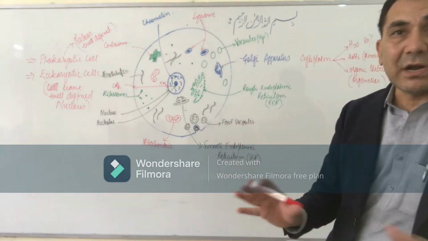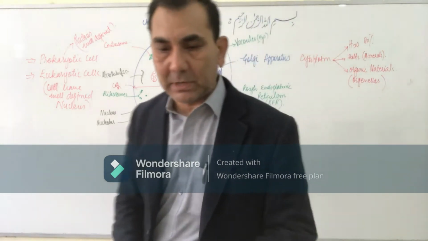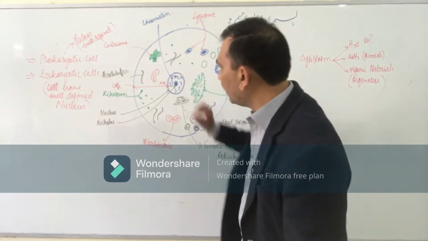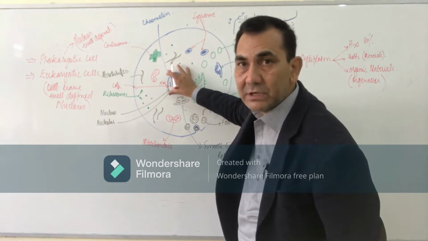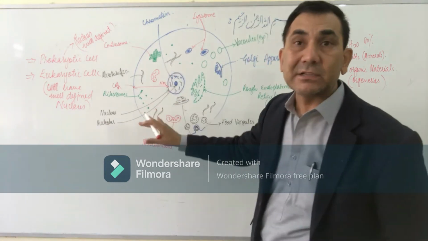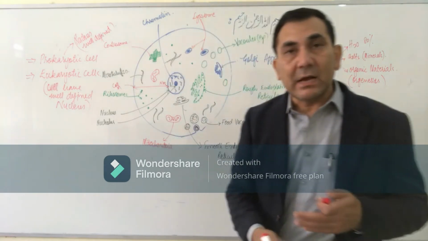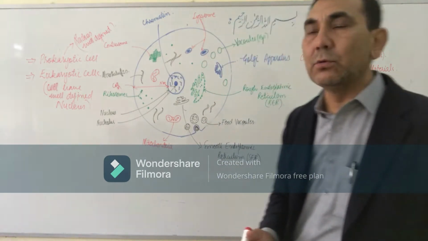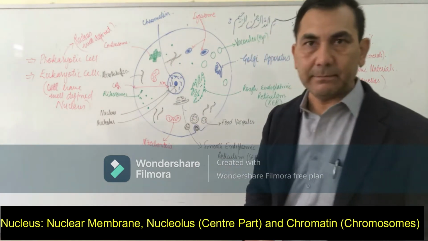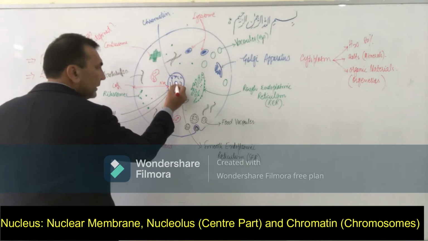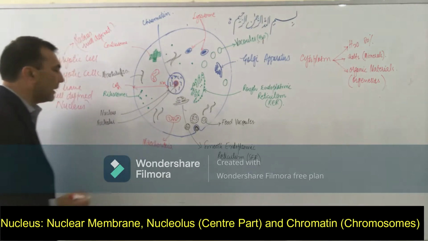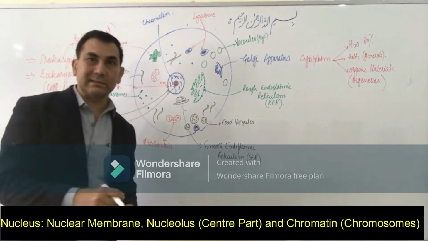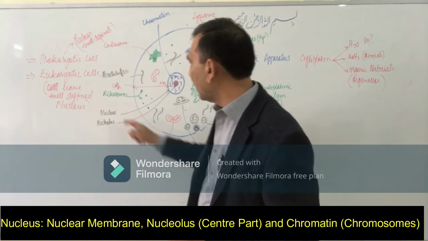Now, what organelles are present inside the cytoplasm? The first one, as I told you, is the nucleus, which is mostly present in the center of the cytoplasm in the animal cell. The nucleus is covered by a membrane, called the nuclear membrane. Inside the nucleus is another central part, called the nucleolus.